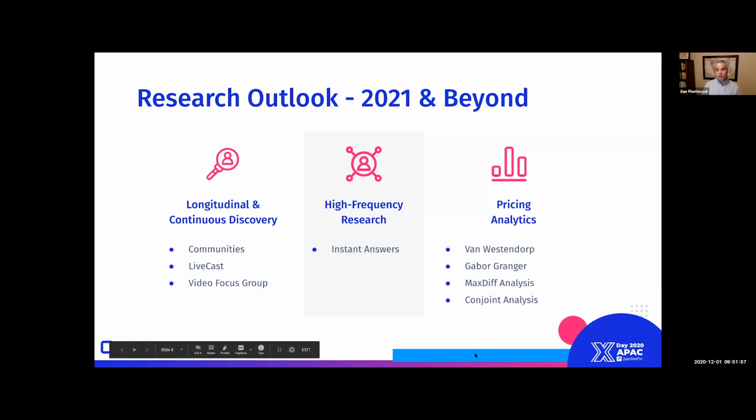So it's really around 3 key pillars. A longitudinal continuous discovery is really finding out via communities, the LiveCast, and the video focus group, really around curiosity. And I think curiosity is what fuels this continuous discovery, and also wanting to do more research and getting that in-depth research with your customers or your community base. And I think it's all about seeking the desired outcome by conducting these small research activities that really lead up to a larger cumulative research effort that you can do with your customers.